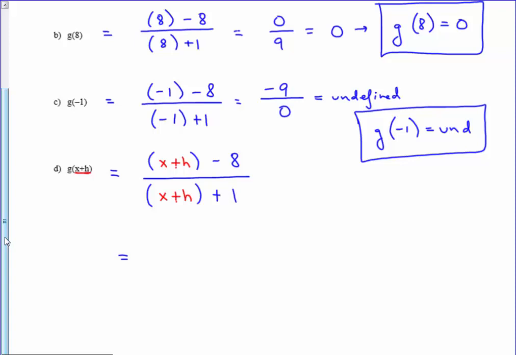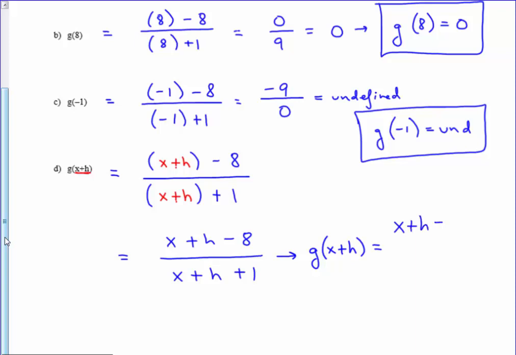On this one, as far as simplification, you really don't have any. I'll get rid of the parentheses because they're not necessary, but you see that you can't combine terms because there are no like terms. So the top is just x plus h minus 8, and then the bottom is x plus h plus 1. Be careful that you don't cancel the x plus h's top and bottom. You can only do that if the x plus h's are factors. Because of the negative 8 and the positive 1, that would be illegal cancellation. So in this case, we found out that g of x plus h equals x plus h minus 8 over x plus h plus 1.